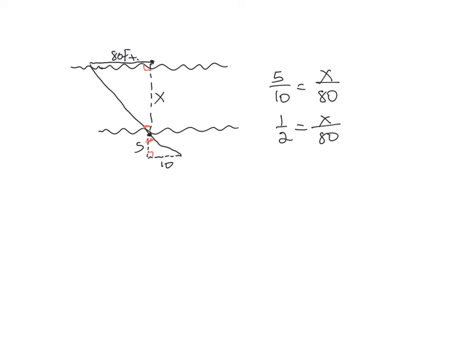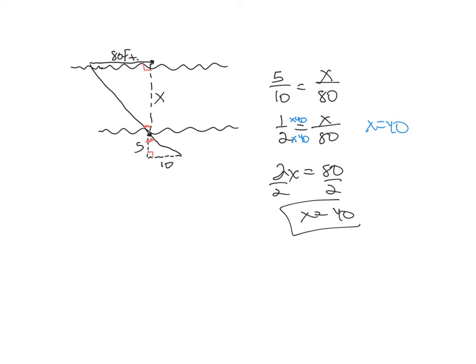Okay, and then, again, we talked about it the other day. If you notice, I could just do 2 times 40, so 1 times 40, and x would equal 40. If you multiplied the diagonals to solve it, you would get 2x equals 80, and then divide by 2, and x is 40. Okay, so 40 feet across the river.